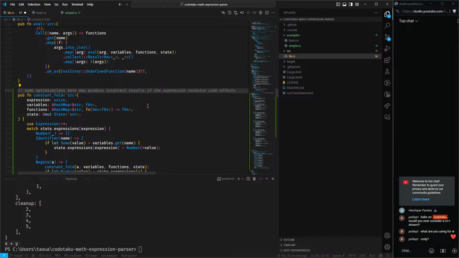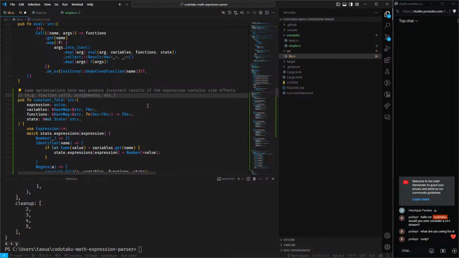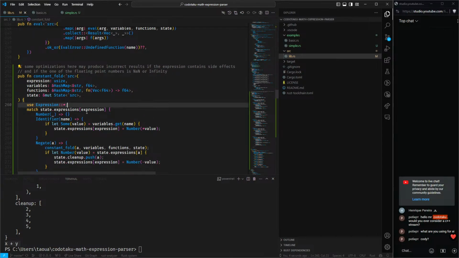I'm not sure. Anyways, if the expression contains side effects, that's a good call from the AI, but also, if one of the floating point numbers is NaN or infinity, so not a number or infinity. So yeah, just leaving that note there.